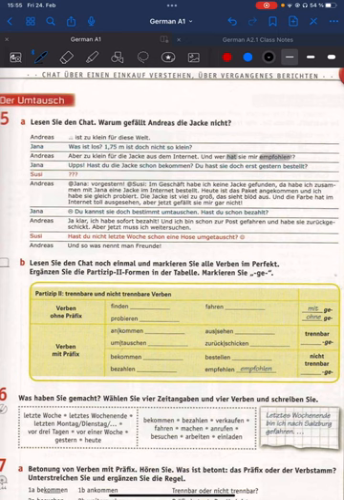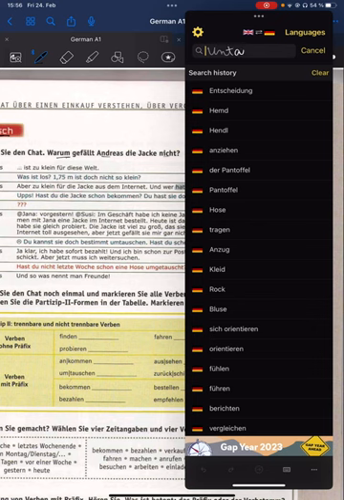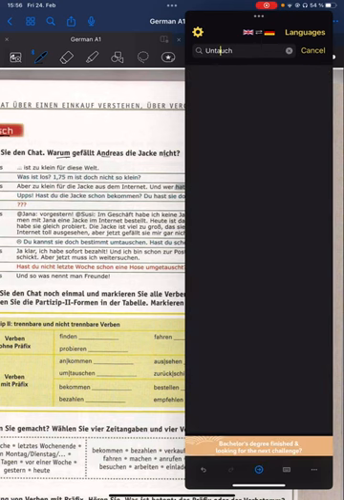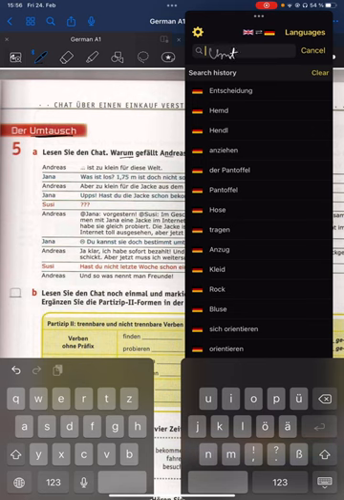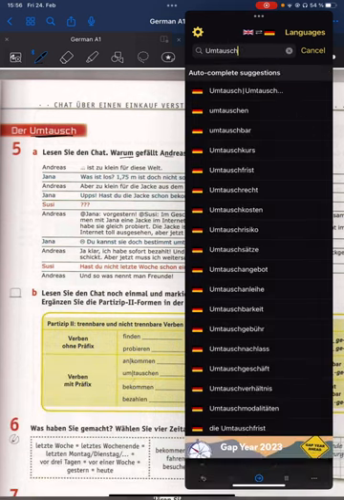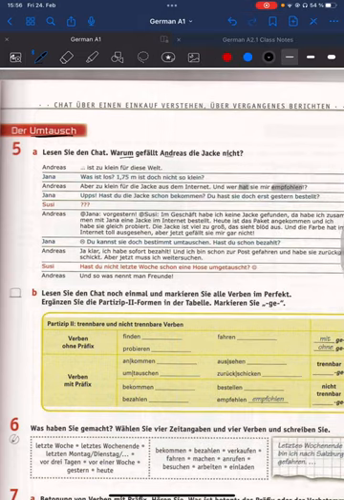Lesen Sie den Chat, warum gefällt Andreas die Jacke nicht? Read the chat, why Andreas doesn't like the jacket. Der Umtausch. Umtausch is exchange or return, let's see. Okay, T-A-U-S-C-H. Yeah, exchange. The tauschen is to exchange. Umtausch is the exchange.